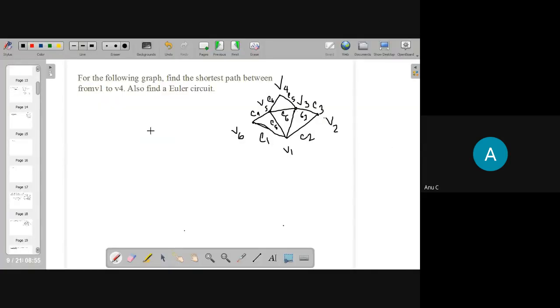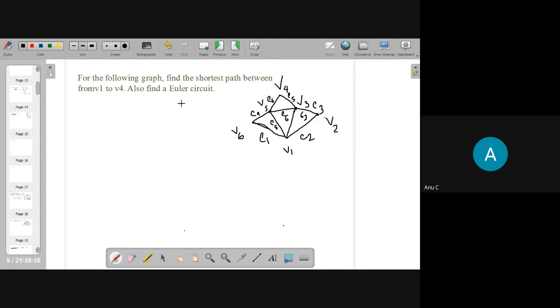Okay, first, write down the question. For the following graph, find the shortest path from V1 to V4. Also find an Euler circuit.